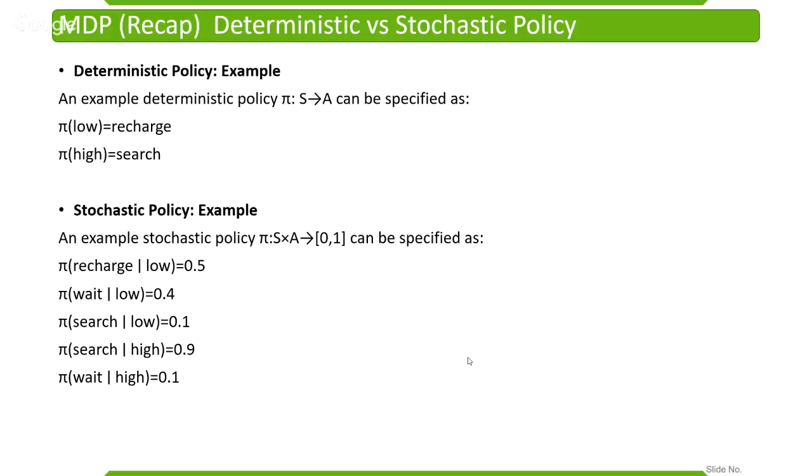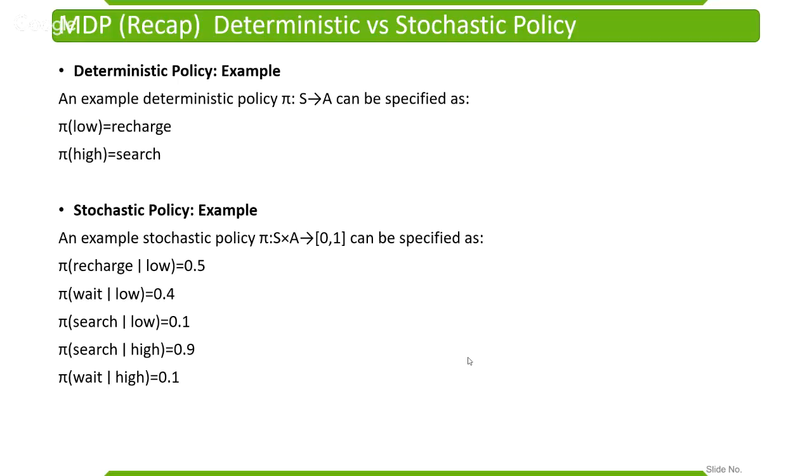If I talk about the same example and ask what the deterministic policy pi is, I have a set of states S, which can be reached by taking a set of actions A. It can be specified that if the agent's battery is low, then the next action would be to recharge its battery. And if the agent is already in a high state, then it should search for more soda cans.